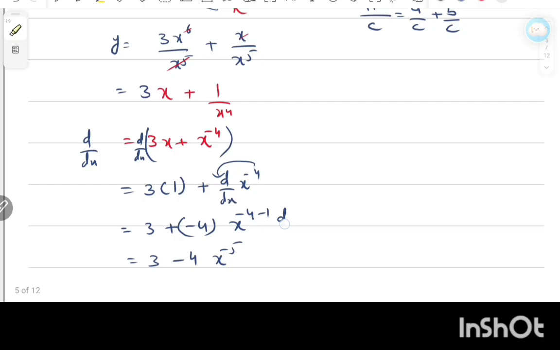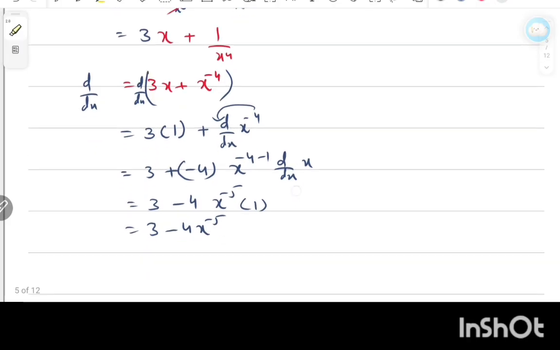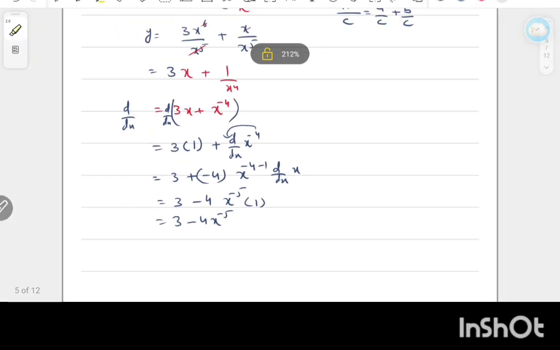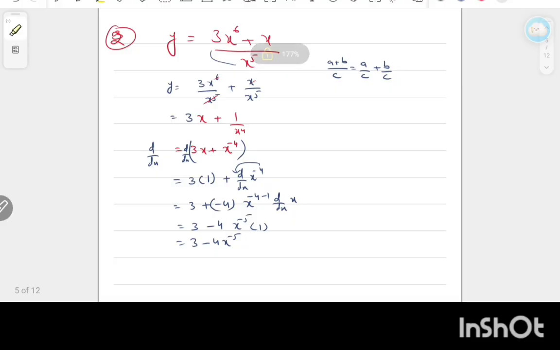Without power, the derivative of x is 1, so that's why we are not writing it. 3 minus 4x^(-5). Hopefully, dear student, you can understand this question very easily. And the last, 3 minus 4x^(-5), this is our final answer. Hopefully, dear student, you can understand this question.